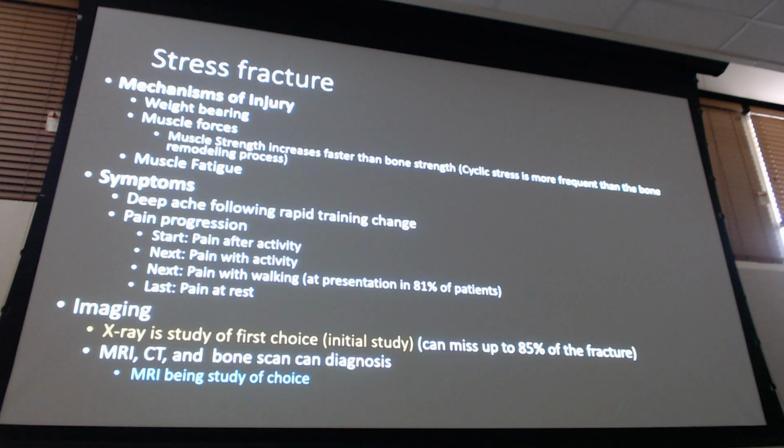X-ray is your first, your initial study, but 85% of them can be missed. MRI is your study of choice. Technically, CT and bone scan can diagnose these. We talked about it briefly, right? But MRI is your study of choice, not those other ones. CT will still miss some. MRI will not, right? And a bone scan is that nuclear medicine study that's really sensitive for a stress fracture. We're going to do an MRI.